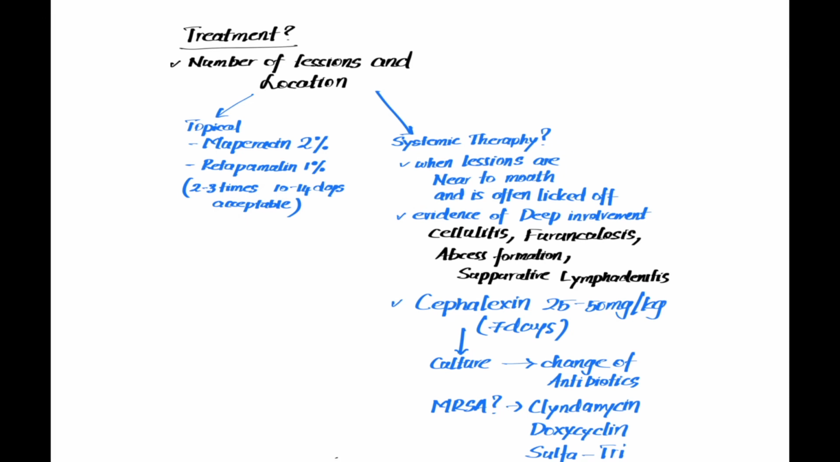For systemic therapy, we can choose cephalexin 25 to 50 milligrams per kg for 7 days, but it's always better to take a culture prior to starting IV drugs, and change the antibiotic according to the culture specificities. If MRSA is found in the culture, we can go for clindamycin, doxycycline, or sulfamethoxazole-trimethoprim.